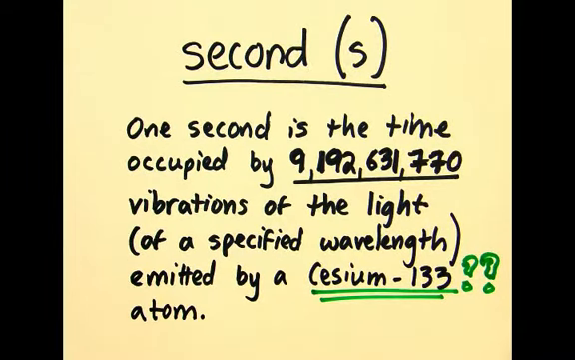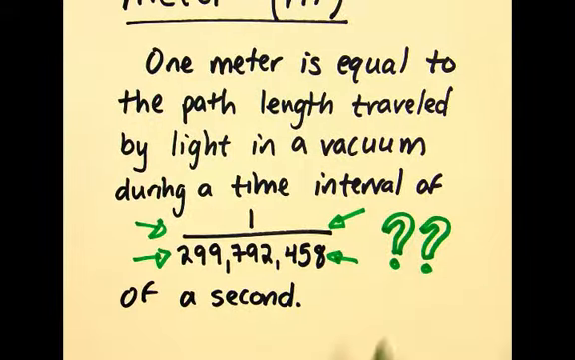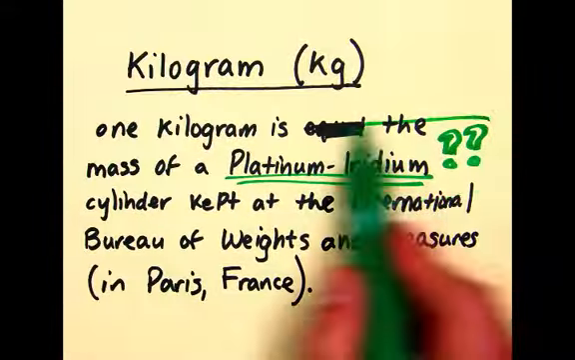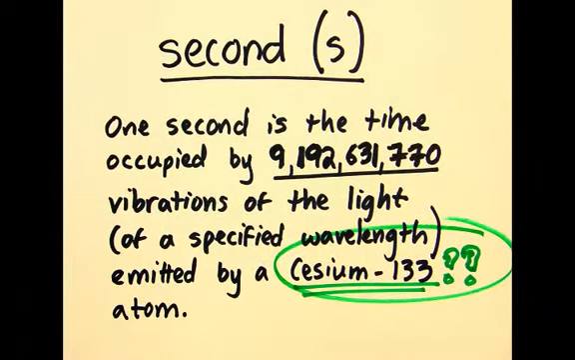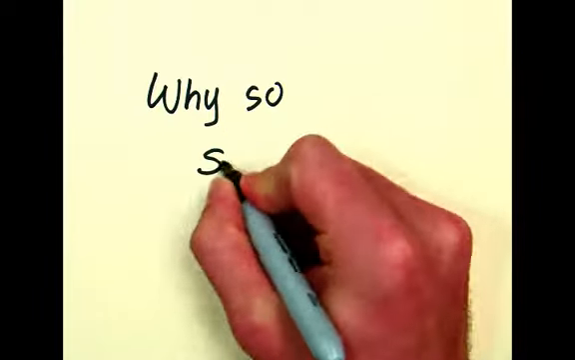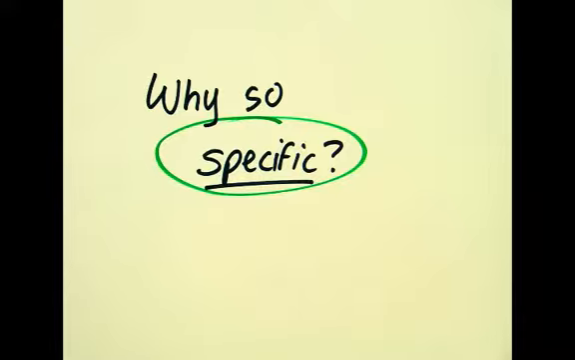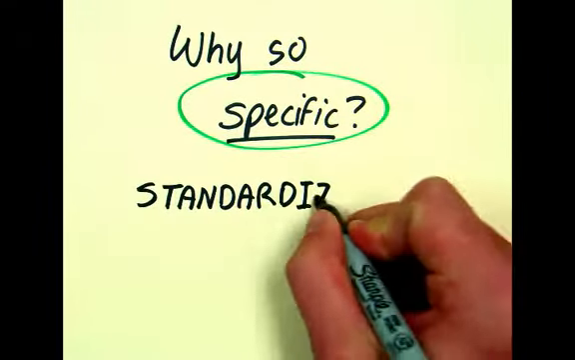In fact, let's look back at the meter. Why such a random and weird fraction? The kilogram. Why platinum iridium? The second. Why cesium-133? Why are they being so specific? Well, as it turns out, it's all about standardization.